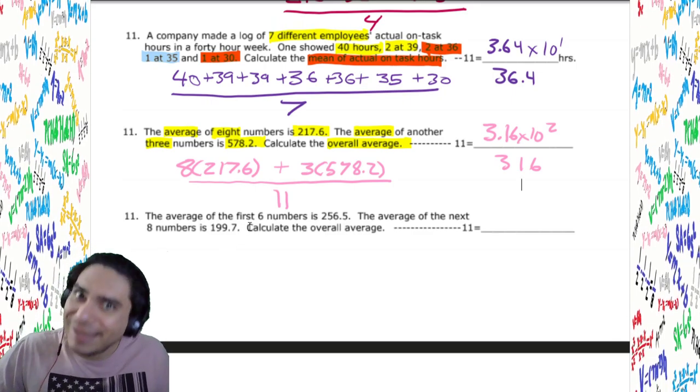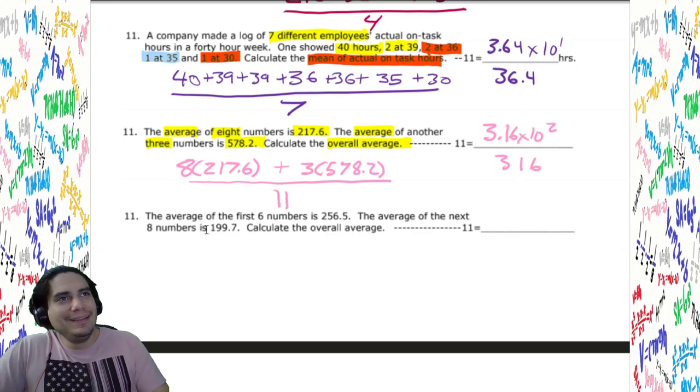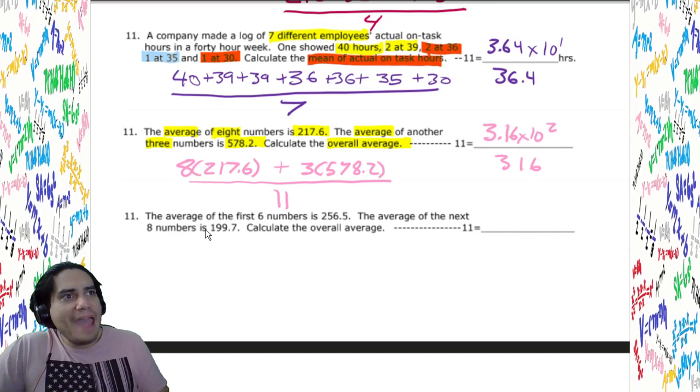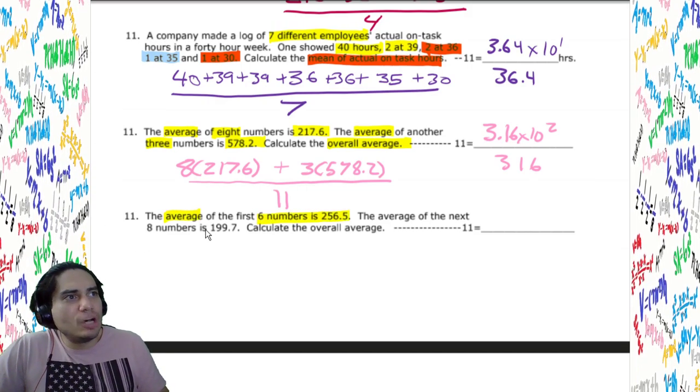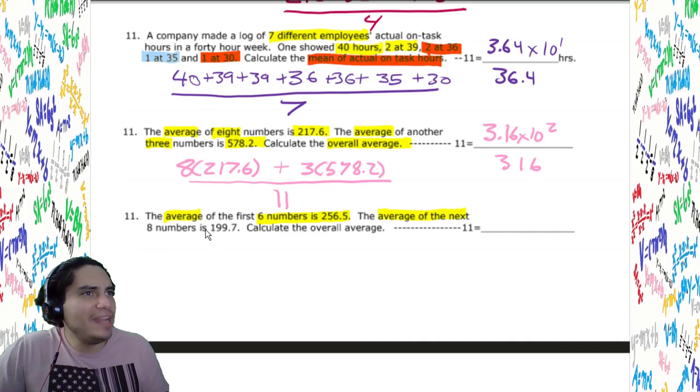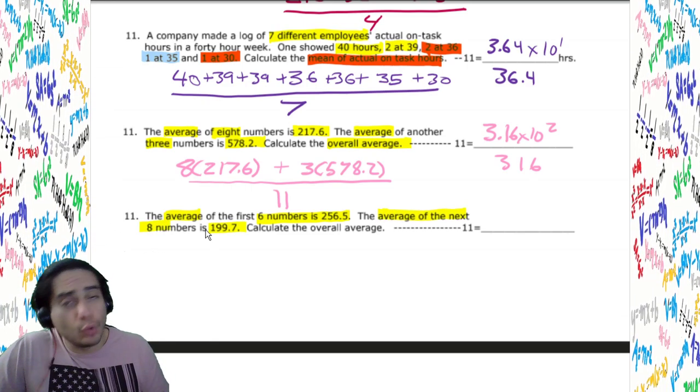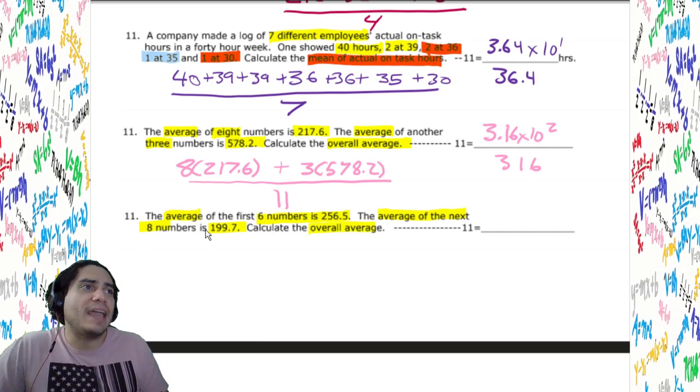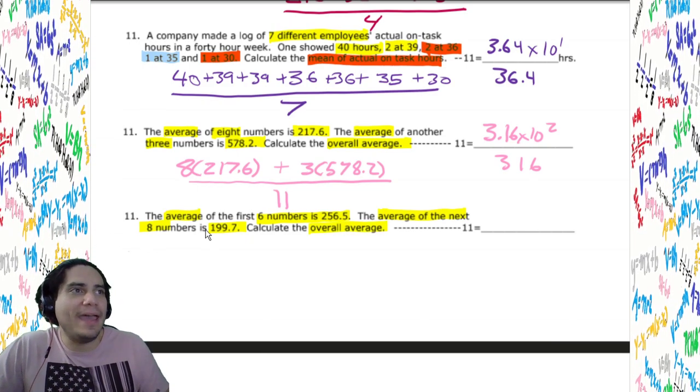Dude, I love me some mean. I really mean it. Let's get it. All right. The average of the first 6 numbers is 256.5. The average of the next 8 numbers is 199.7. Calculate the overall average. Let's do it.